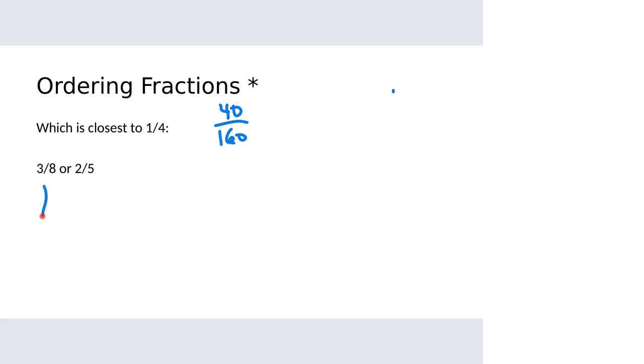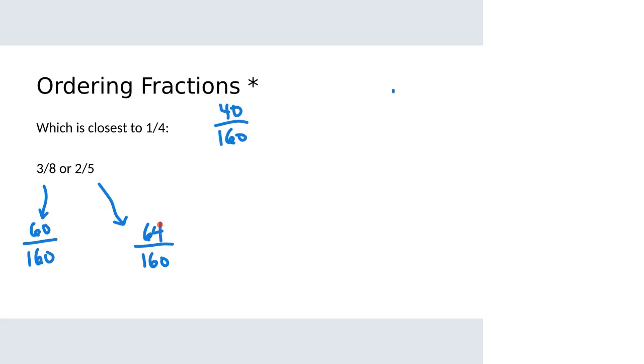All right, 3/8, I'll put 160 in the denominator, and 2/5, I need to put 160 in the denominator. All right, 160 divided by 8, that means we multiplied by 20, and 20 times 3 in the numerator, that's going to be 60 over 160. And then 160 divided by 5, I don't know, 32. So we multiplied top and bottom by 32, so that's 64 over 160.